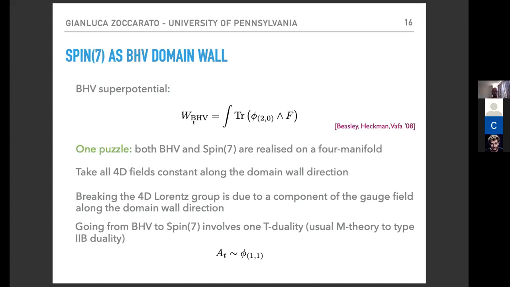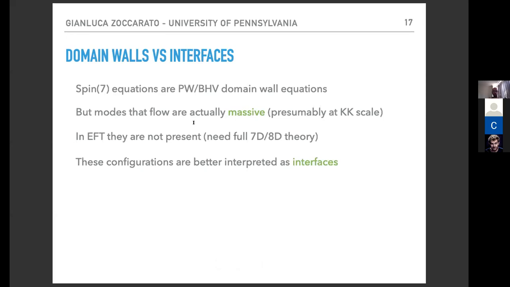And if you consider the duality from M-theory to type IIB, this is interpreted as the additional component of the Higgs field. So I stress that this is a system of domain wall equations. The question is, what is the interpretation in the effective field theory? And so the Spin(7) equations are basically domain wall equations.